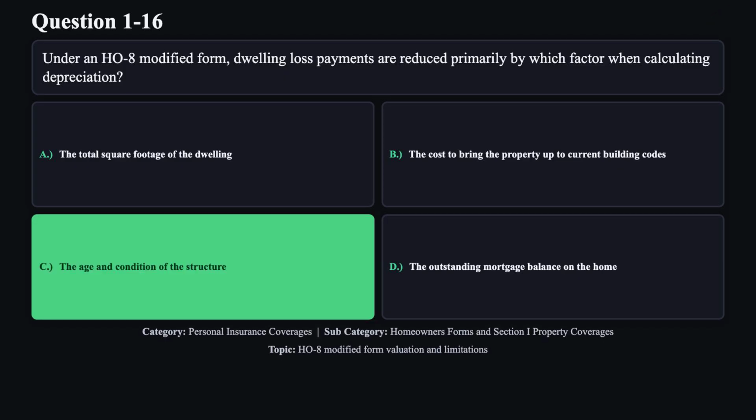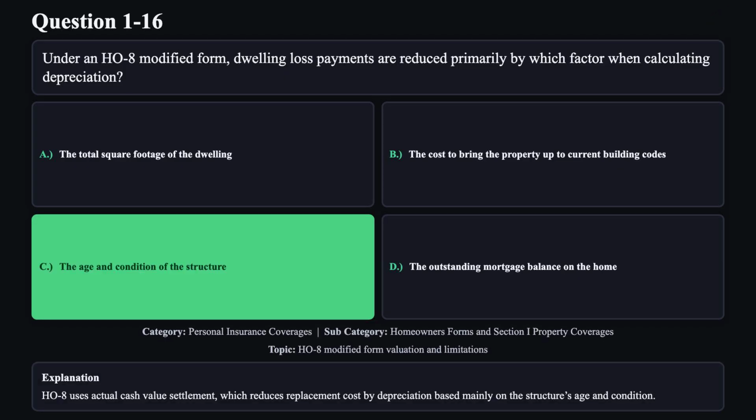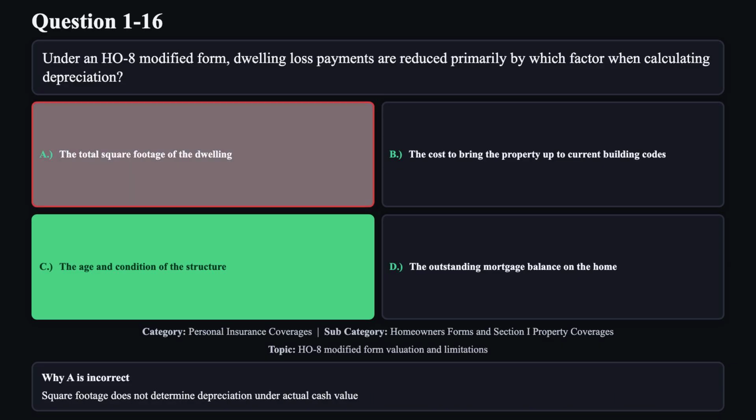The correct answer is C. HO8 uses actual cash value settlement, which reduces replacement cost by depreciation based mainly on the structure's age and condition. Reason A is not correct. Square footage does not determine depreciation under actual cash value.